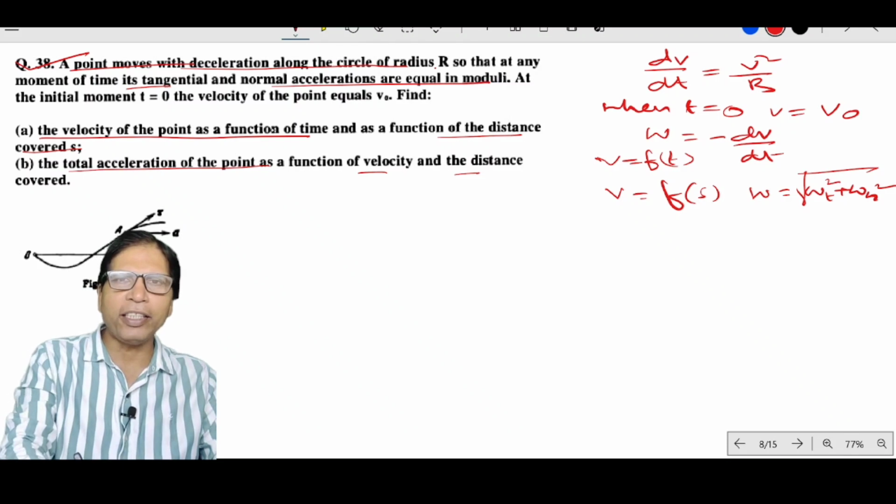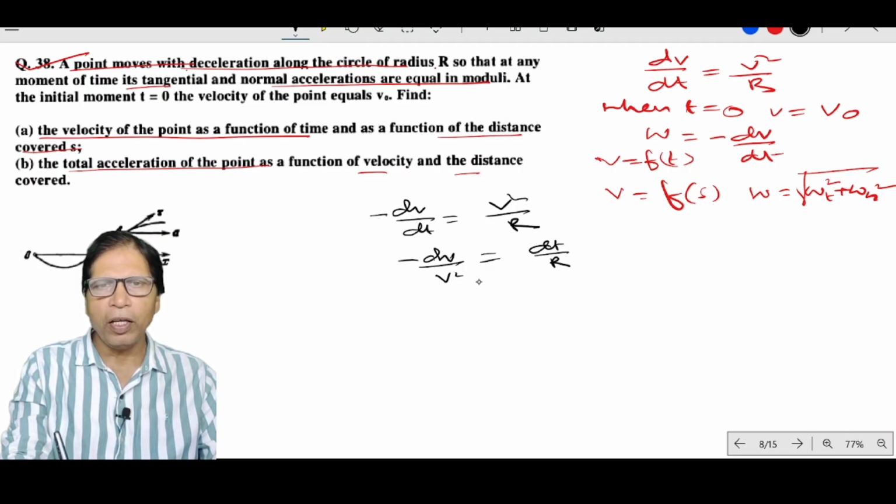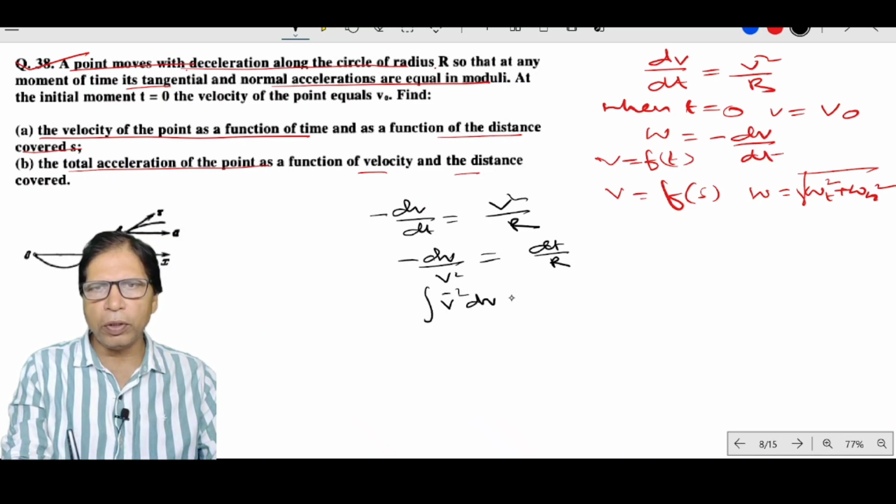Now look at this. Here minus dv by dt equal to v square by r. Therefore minus dv by v square equals dt by r. Now integrating, v to the power minus 2 into dv equals minus integration dt divided by r.